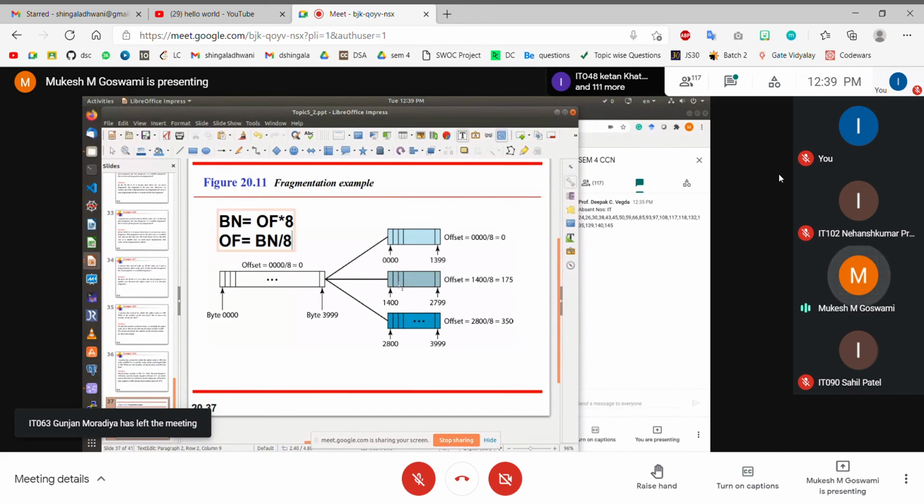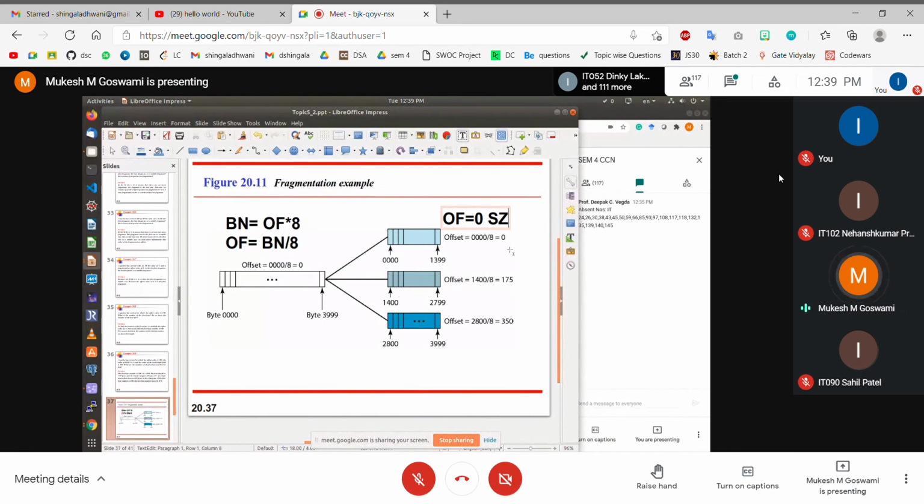The offset value for the next segment, right? So the offset value here is 0. And what is the size? Size of the fragment is going to be equal to 1400. Right? Offset value is 0. Size of the segment is 1400. Therefore, the first byte is 0000. The last byte is 1399.